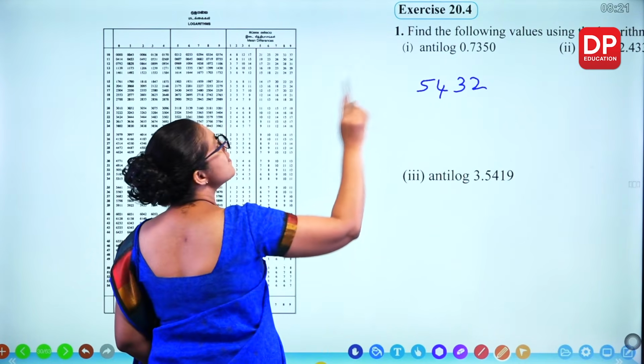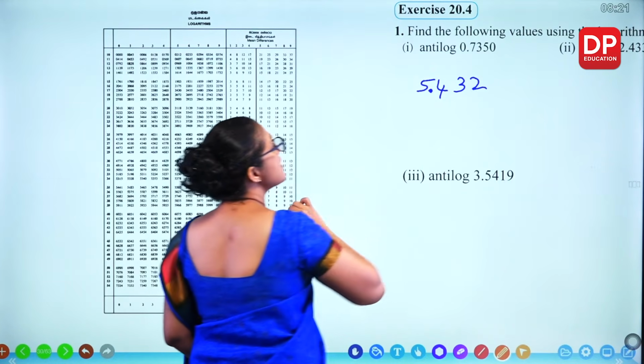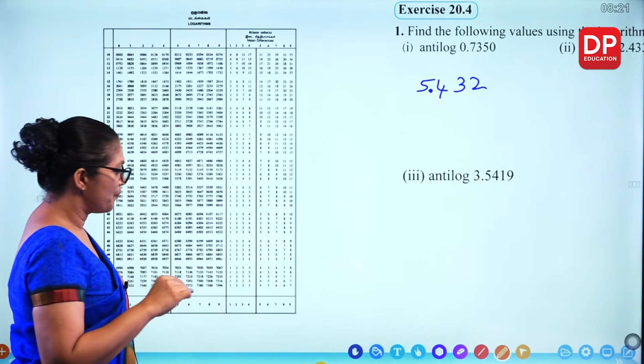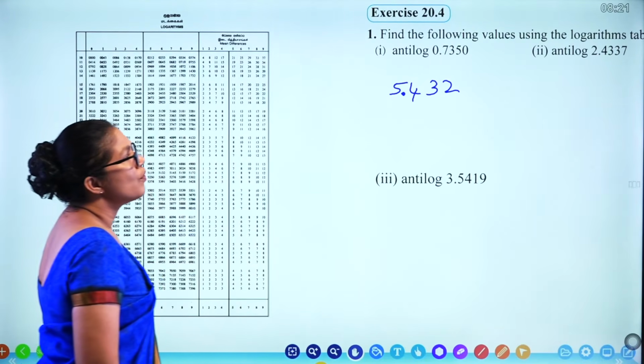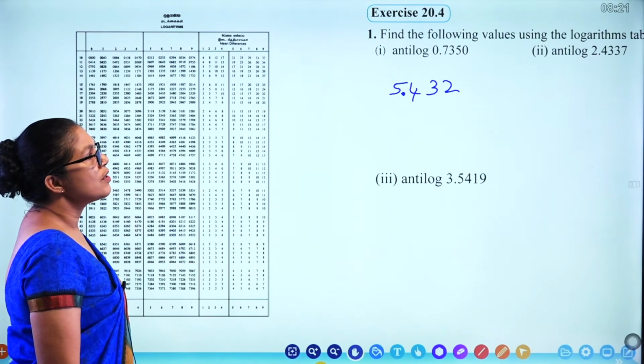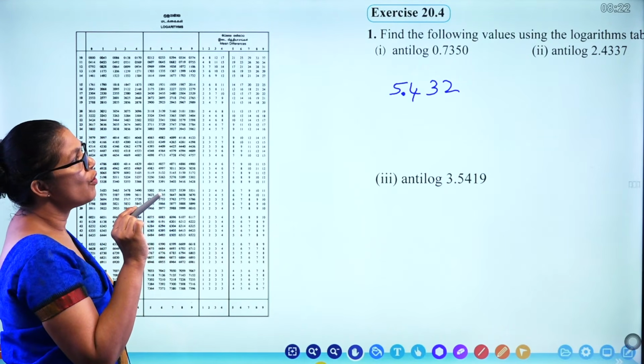5432. This is 0 point. 0 is the characteristic. The number is less than 10. 5.432. The next one, 2.4. So 4th, you look at the mantissa value.